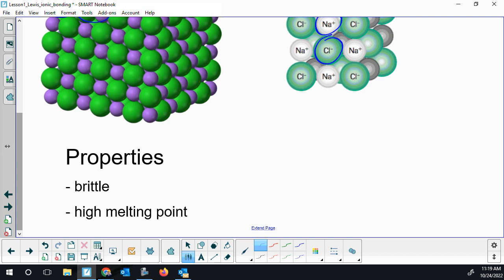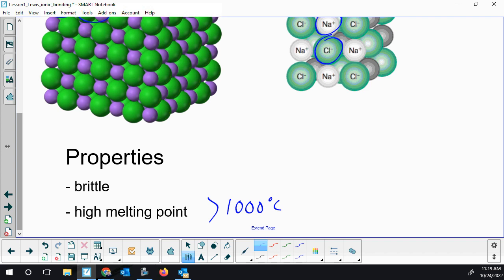And they also have very high melting points, often greater than 1,000 degrees Celsius. There are some in the 800s, but most are in excess of 1,000. It takes a lot of energy to get the positives and the negatives to separate from each other and flow like a liquid. And they also tend to be quite soluble. You put them in water and you can get the positives and negatives to come apart. So that's ionic bonding. Okay.